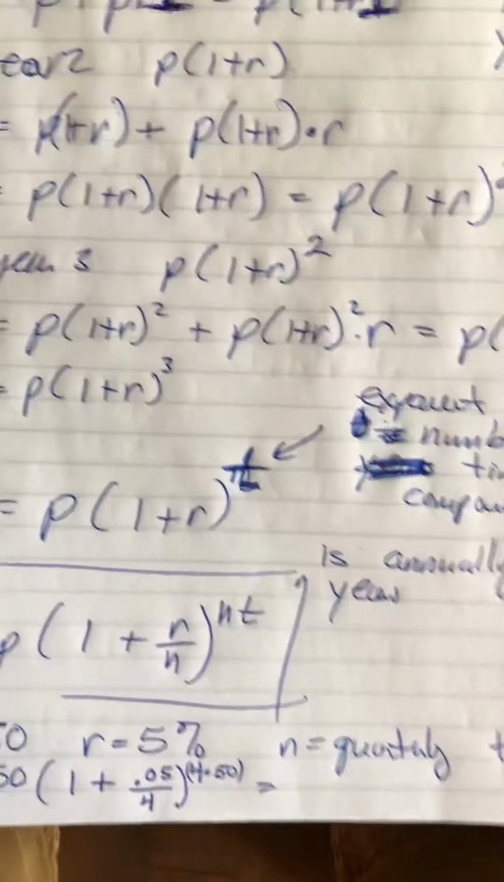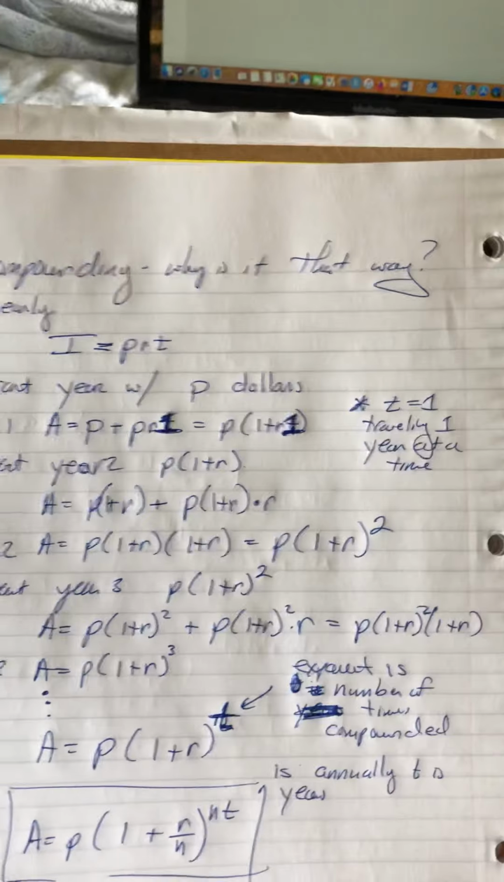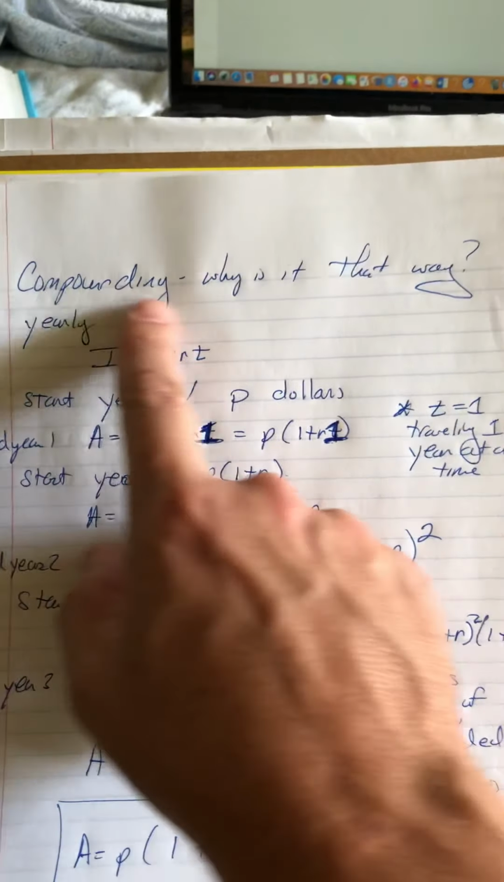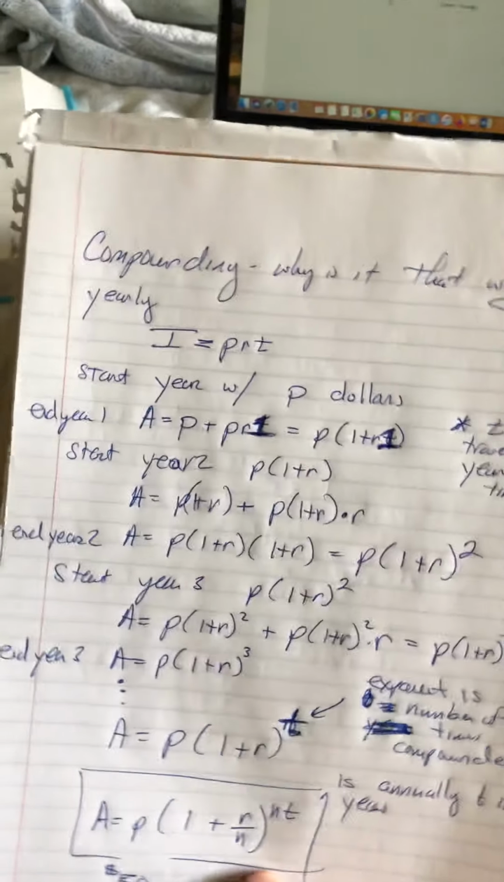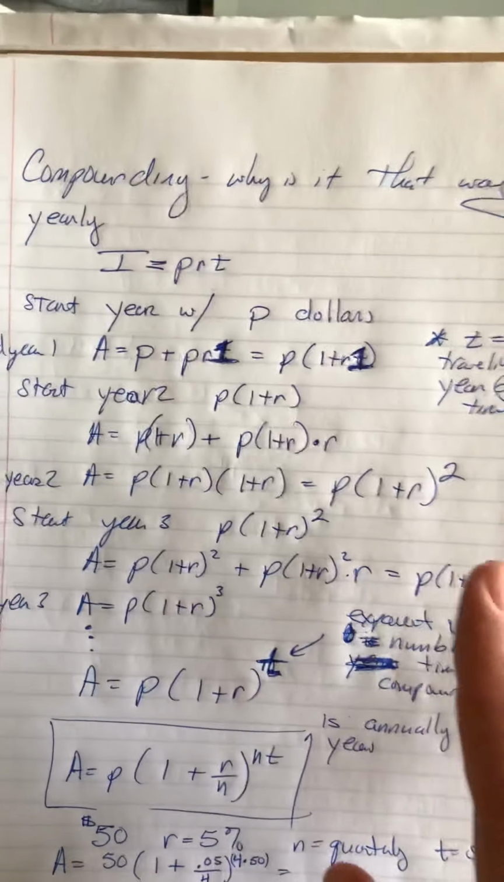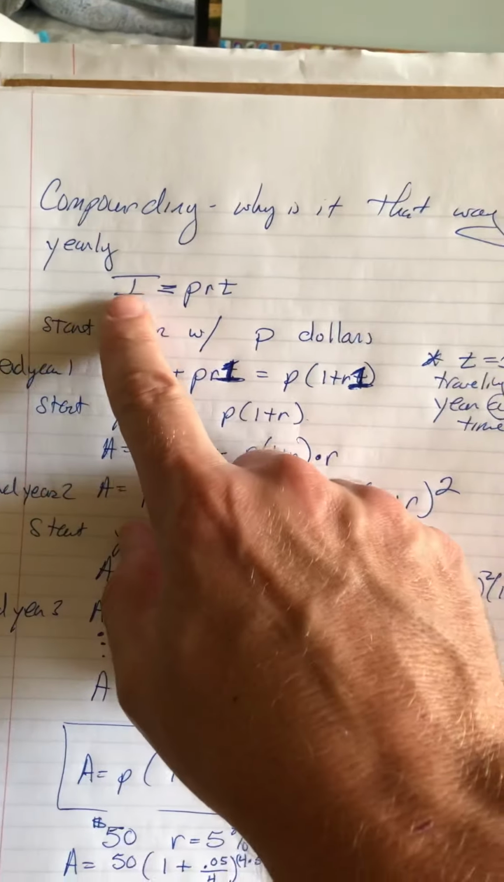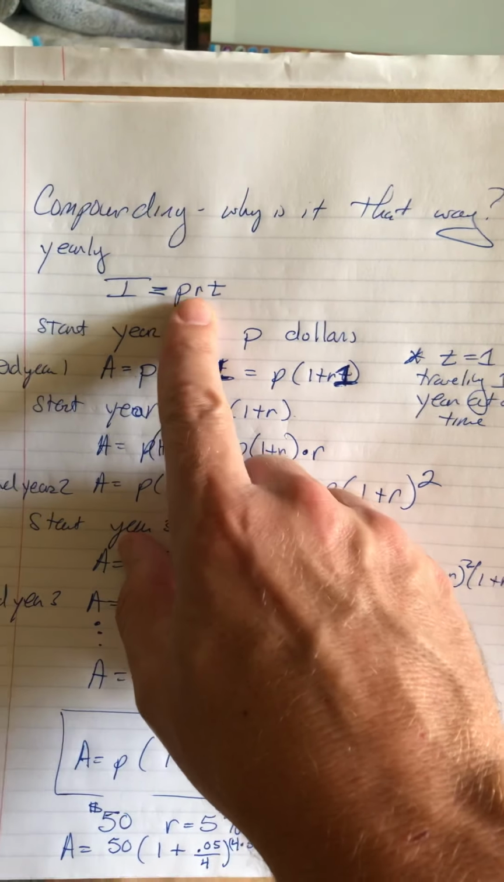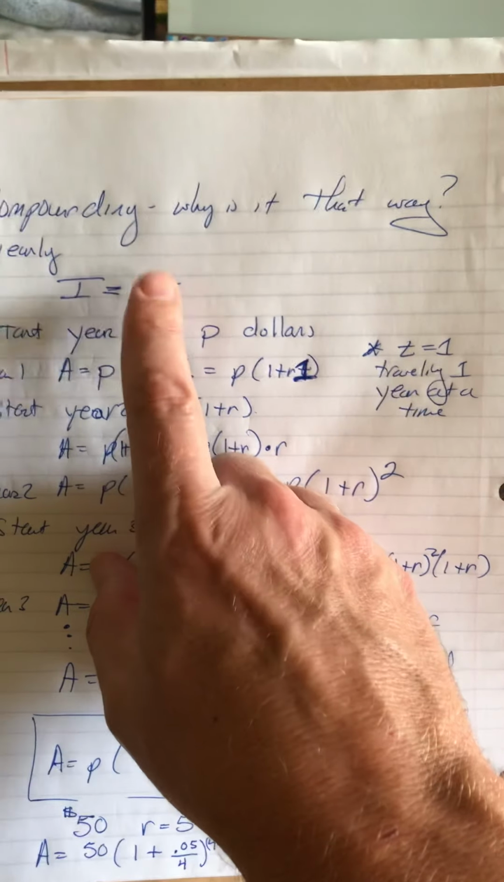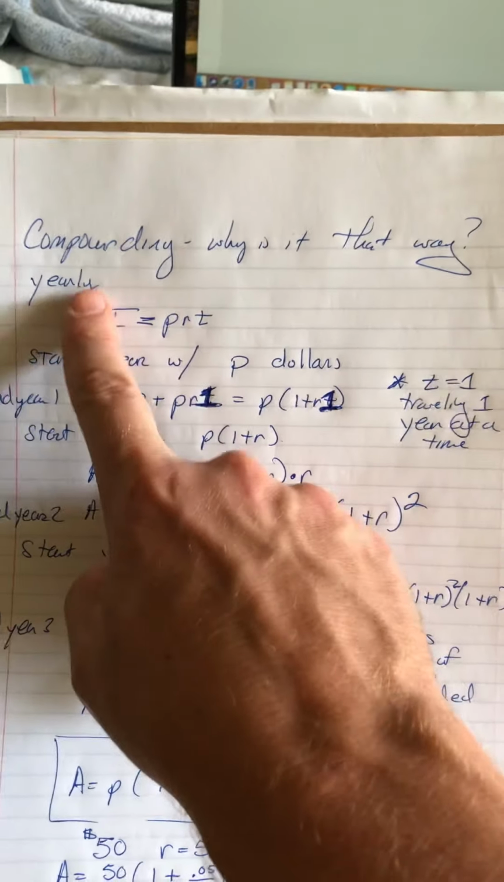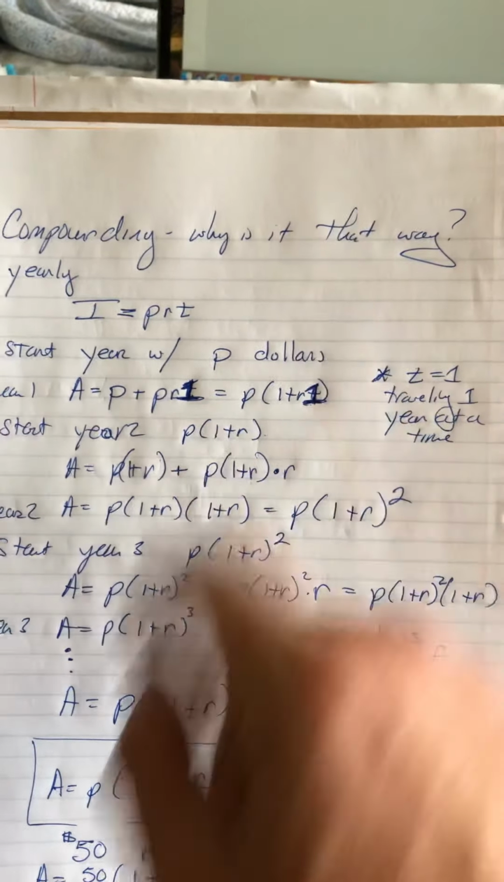Hi everybody. So we're going to talk a little bit about the compounding formula and compounding, why is it that way? I couldn't think of a better title. So we're going to begin with the idea of simple interest, which is principal times rate times time. But when we're deriving this, we're going to think about time as yearly. So we're going to deal with it as 1 year increments.